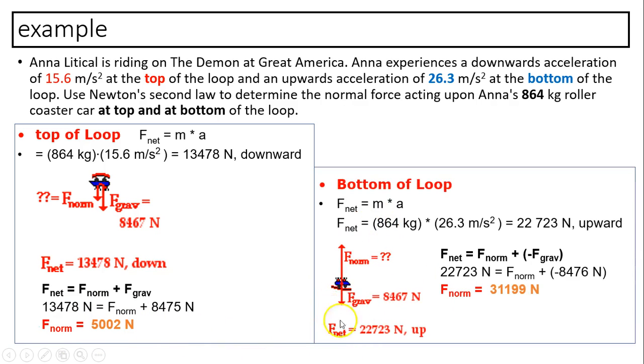Now here is the free body diagram for the bottom of the loop. At the bottom of the loop, the net force is normal force minus gravity. So again, net force equals ma, which gives you 22,723 newtons going upward. Why is it upward? Upward is the center of this circle. This is at the bottom. So from the net force, we can figure out the normal force. On the bottom, your normal force is a lot bigger than on top.